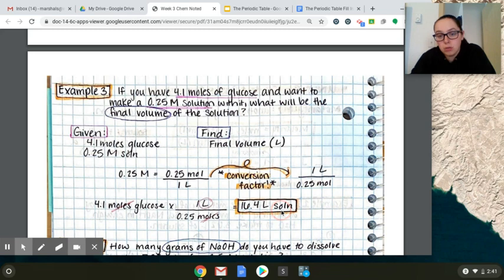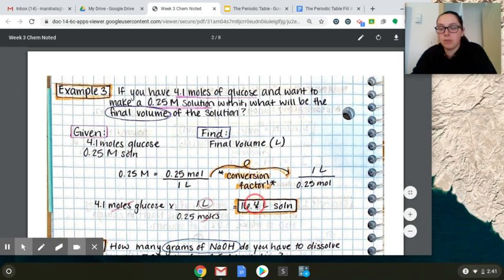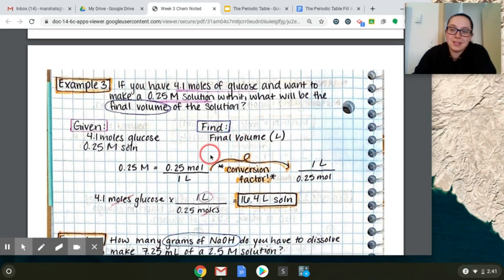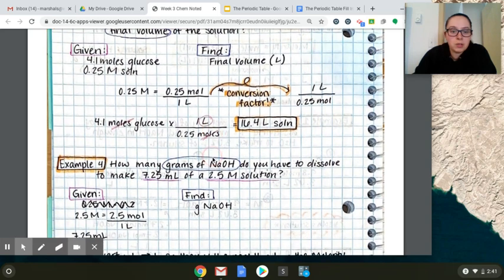liters of solution. Okay, so what that really means is that if I want 16.4 liters of a 0.25 molar solution of glucose, I need to put in 4.1 moles of glucose and dissolve that into 16.4 liters of water. That's what this problem is telling us. Now, this was pretty lucky because we started with moles and we were going to liters. So we didn't have to do any conversions, which is helpful for us. However, that's not going to be the case for very much longer.